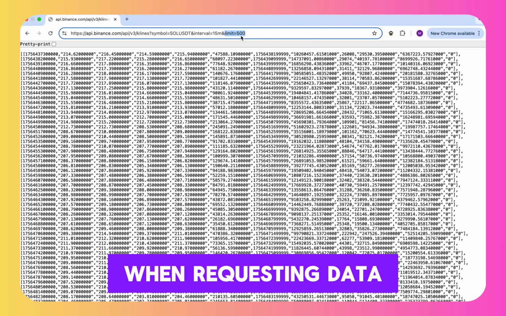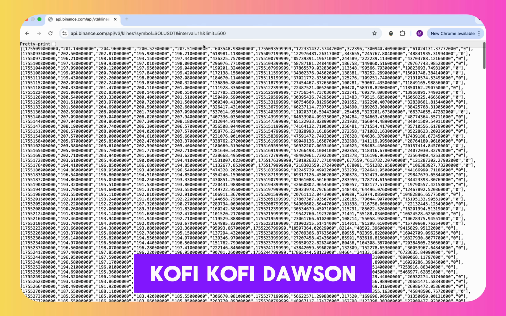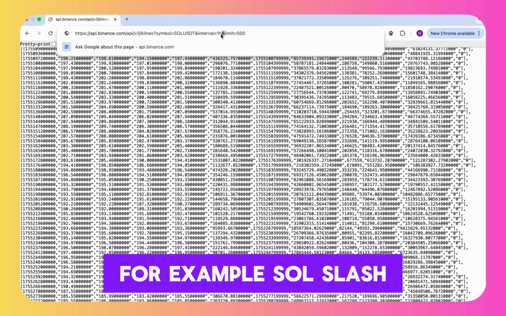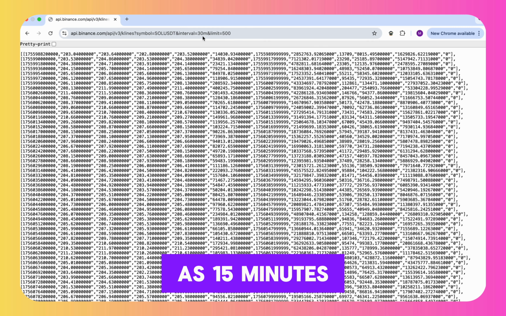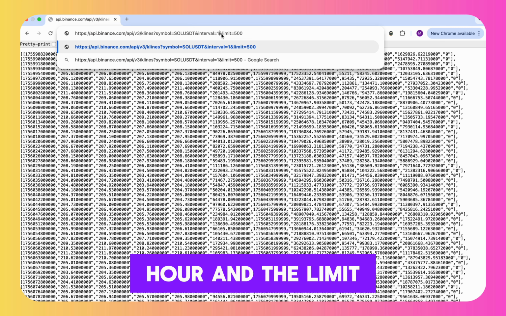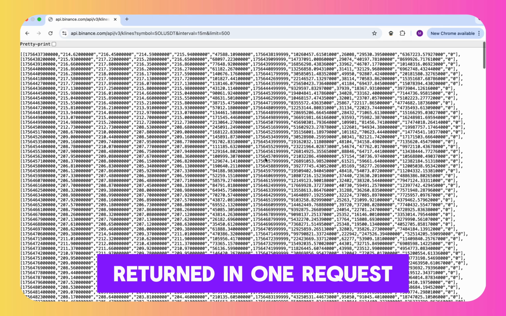When requesting data, you need to provide three key things. The token pair you want to analyze, for example SOL/USDT or ETH/USDT, the time frame, such as 15 minutes, 30 minutes, or 1 hour, and the limit, which controls how many candlesticks or data points are returned in one request.